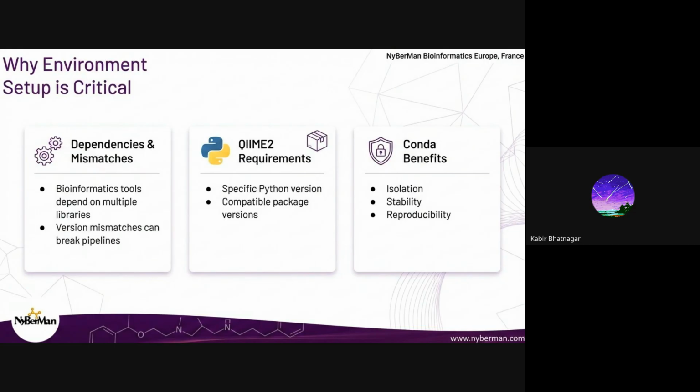But we don't want that. We might need both the tools in the same pipeline, and if these version mismatches happen, they can break the pipelines. So it will be a little difficult for us because our pipeline will keep on failing because there are version mismatches in the entire protocol that we are using.